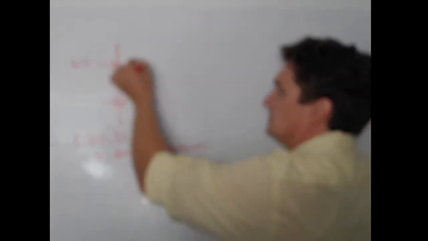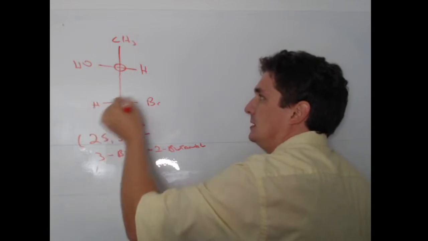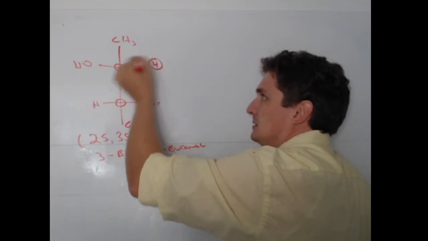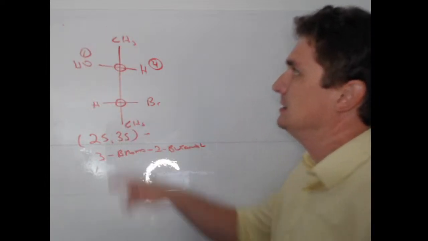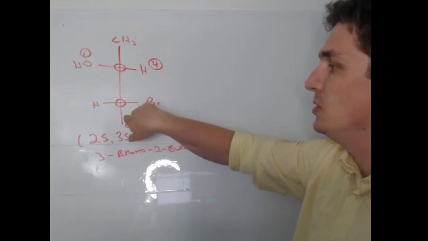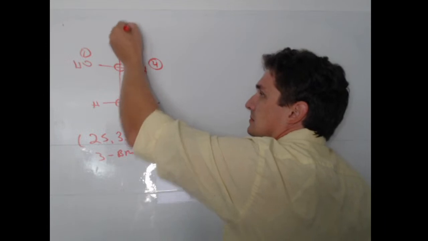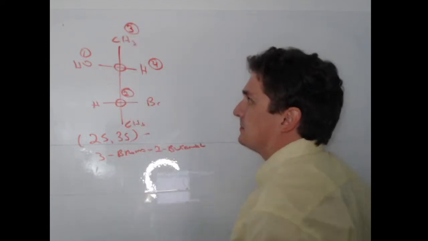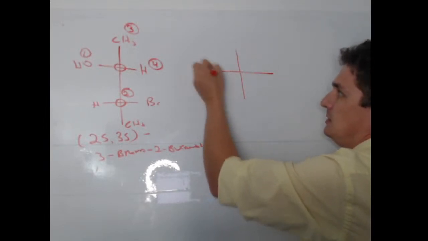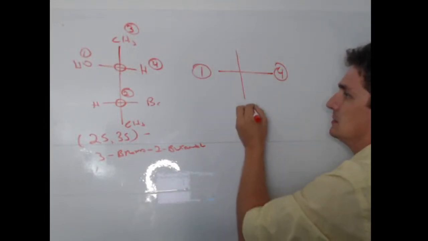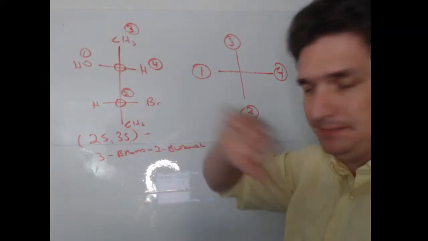So if we look at this one, let's start with the alcohol. Hydrogen's the lowest priority. The oxygen here is going to be the highest priority, and this leaves us with a CH3 and a carbon bound to a bromine, a CH3, and a hydrogen. So the CH3 is going to be the lowest priority, and this one's going to be the highest. So now we've got our projection: 1, 4, 2, 3. And this is for the top one.